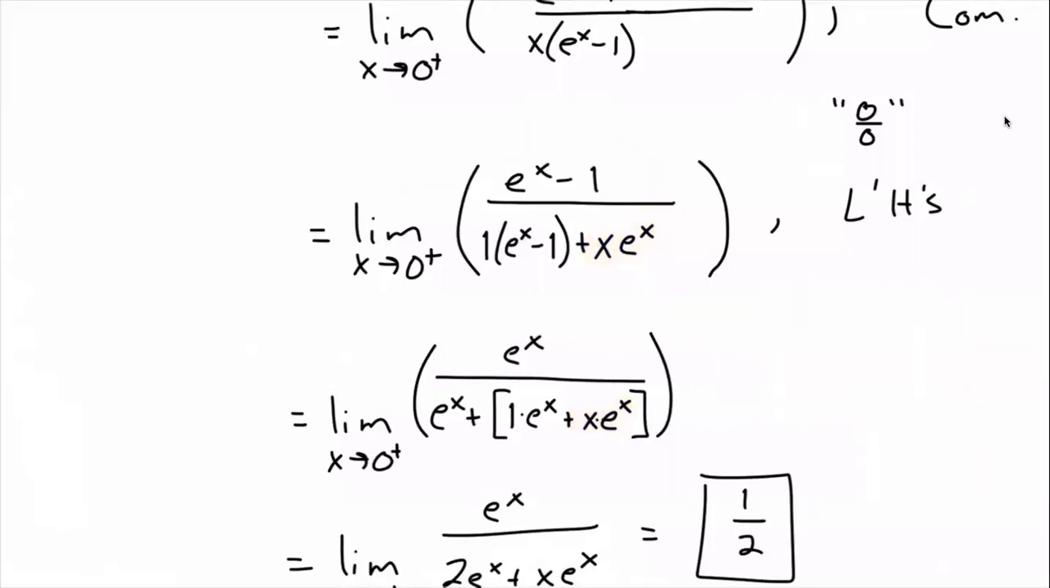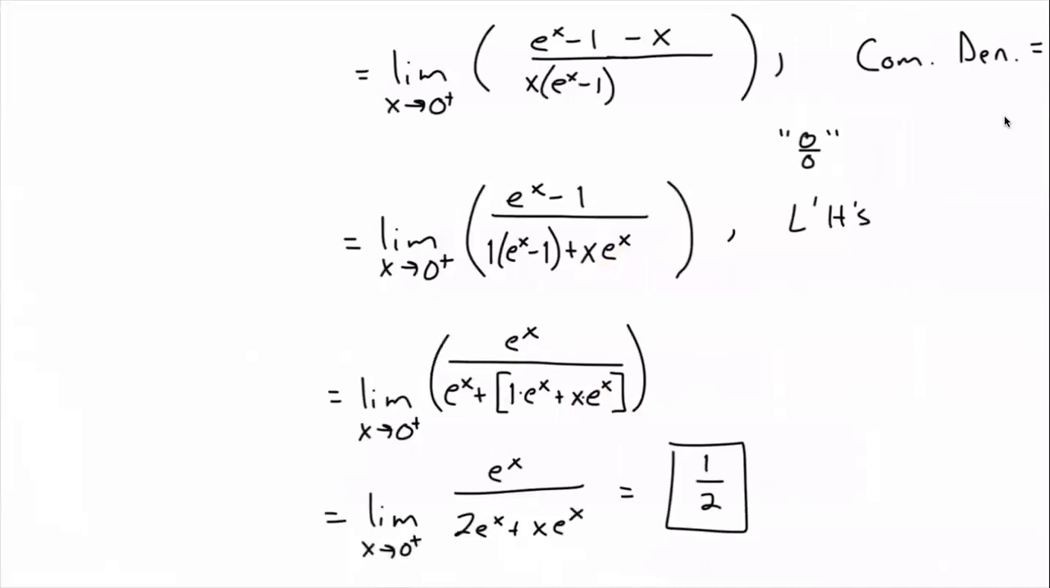Now, I look at this. This is going to 1, this is going to 1, this is going to 1, and this is going to 0. I think things are working out now. I have 1 over 1 plus 1 plus 0. Looks like I have 1 over 2 overall.